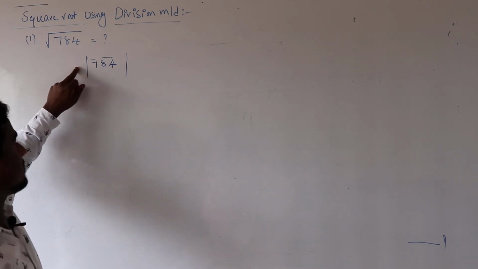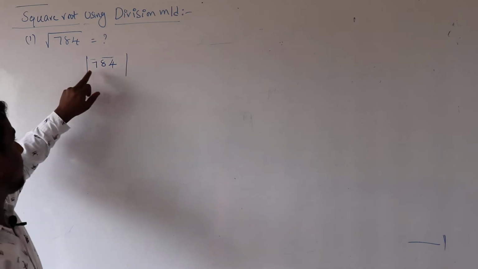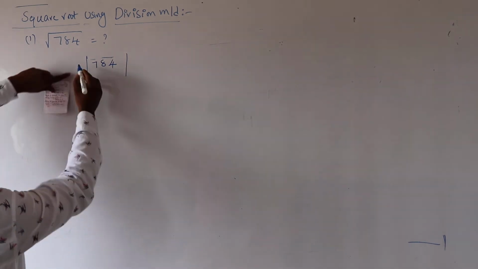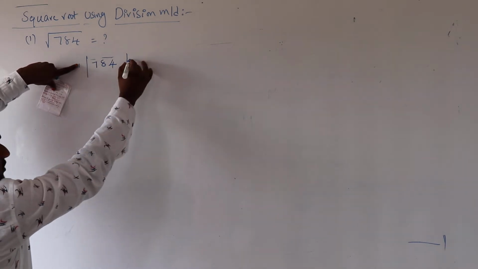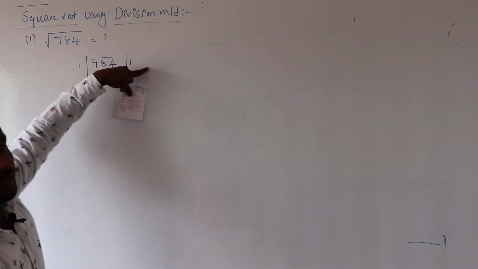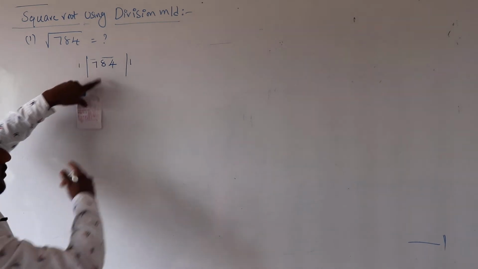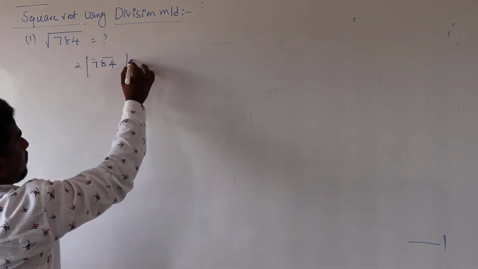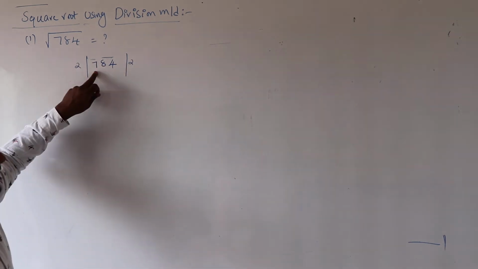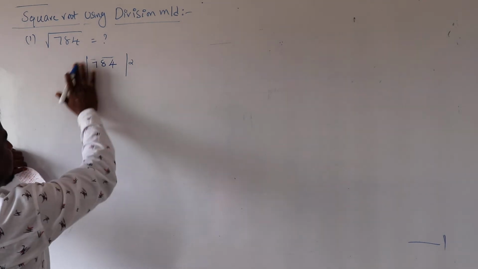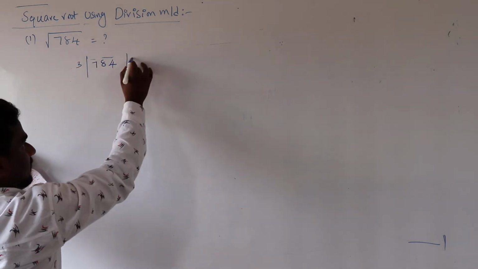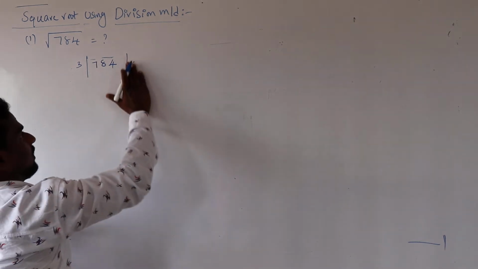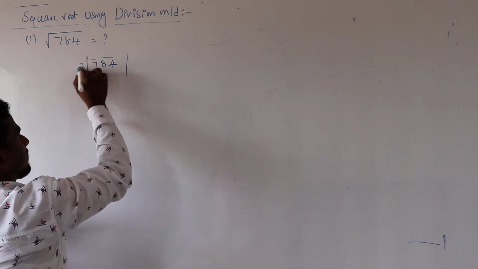The divisor and quotient should be the same, then we get a remainder. If I take 1 here, the quotient is also 1, 1 into 1 is 1. It is much less than 7, so 1 is not possible. 2 times 2 is 4, which is nearer to 7. If I take 3, 3 times 3 is 9, which is more than this number. That's why 2 is the correct number.